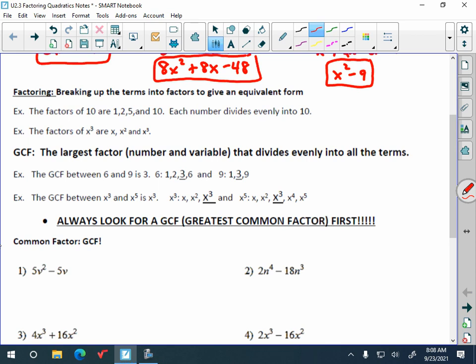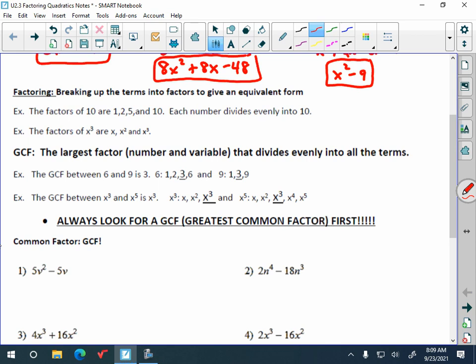Now, the GCF, or the greatest common factor, is the greatest number or variable that divides evenly into 2 or more terms. So if we want to find the greatest common factor between 6 and 9, you can list all the factors of 6, which are 1, 2, 3, and 6, all the factors of 9, 1, 3, and 9, and the largest number that they have in common is 3. So 3 is the GCF of 6 and 9.